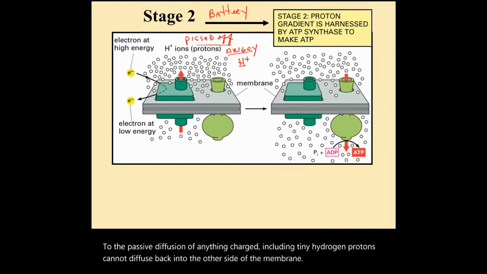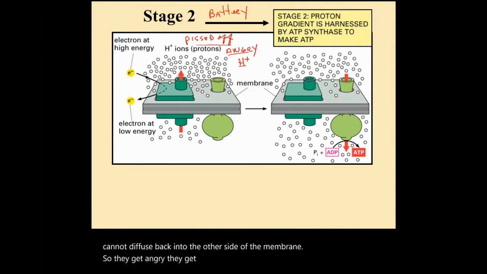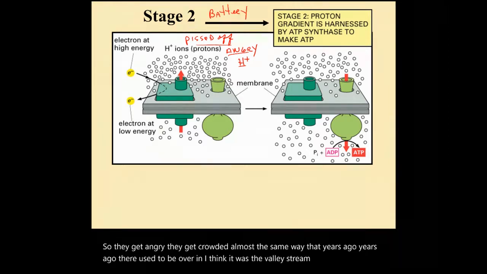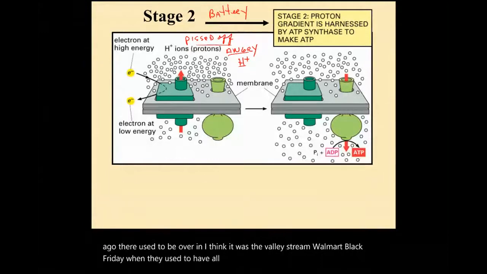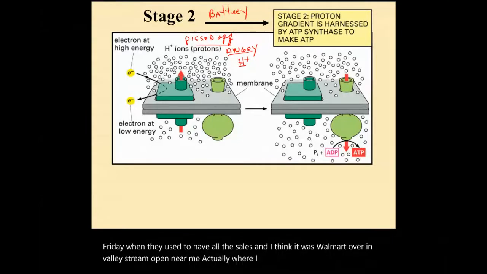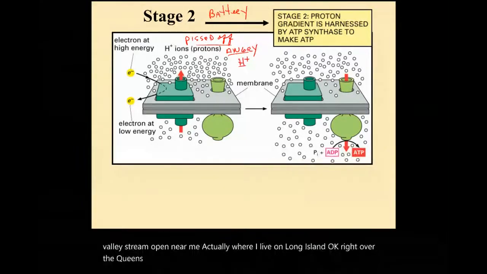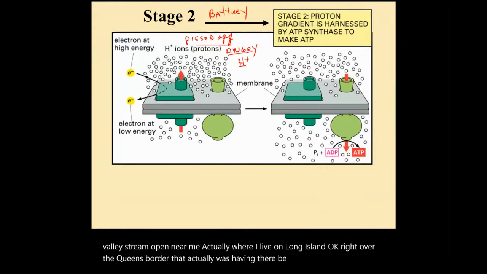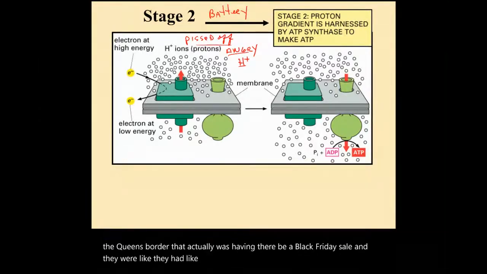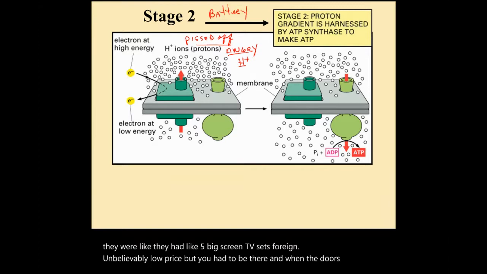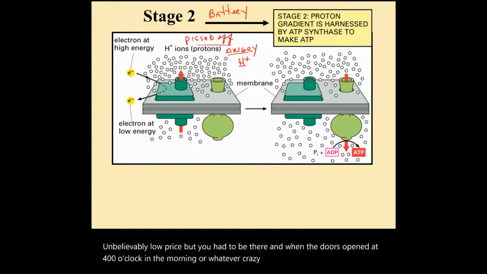So they get angry, they get crowded. Almost the same way that years ago, there used to be over in, I think it was the Valley Stream Walmart, Black Friday, when they used to have all the sales. And I think it was Walmart over in Valley Stream, over near me, actually, where I live on Long Island, right over the Queens border, that actually was having their Black Friday sale. And they had like 5 big screen TV sets for an unbelievably low price. You had to be there when the doors opened at 4 o'clock in the morning or whatever crazy time it was that the doors were going to open.